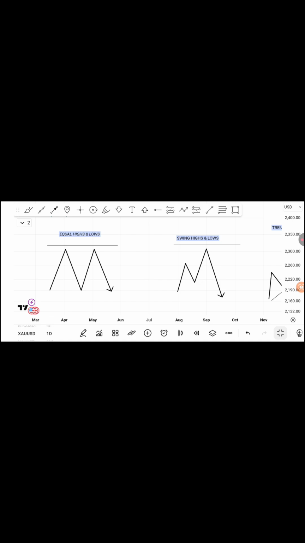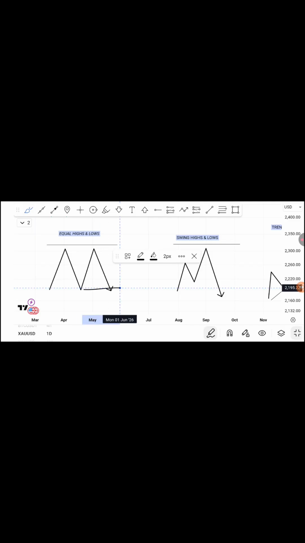So what we do is, and this is also known as a double top, right? This is a double top, also known as equal highs, right? So right now when we see this, we the retail traders will be placing our sell orders. We will sell here, right? We will sell at this level.